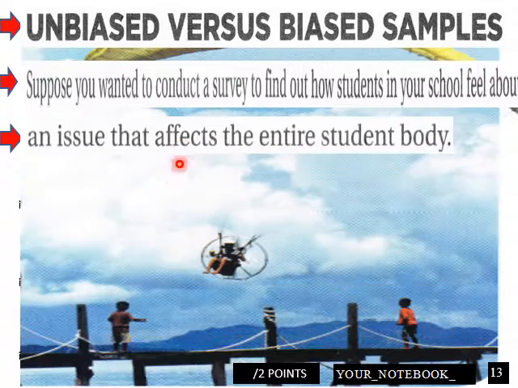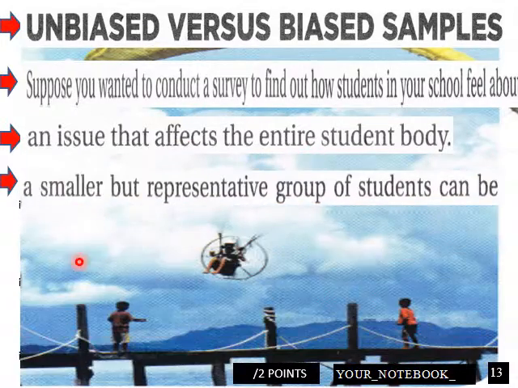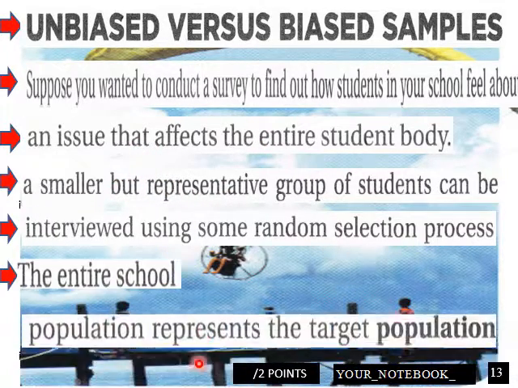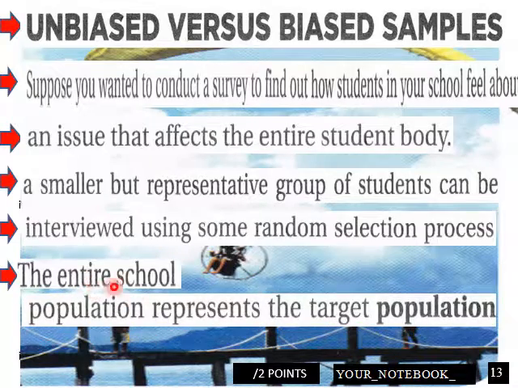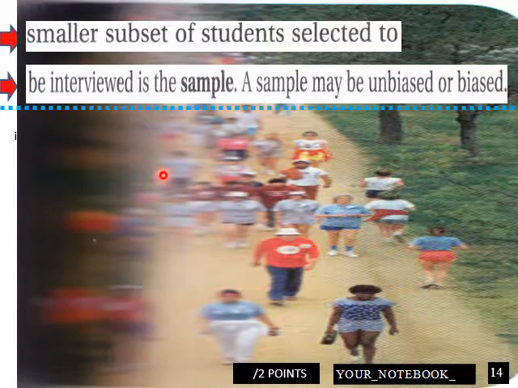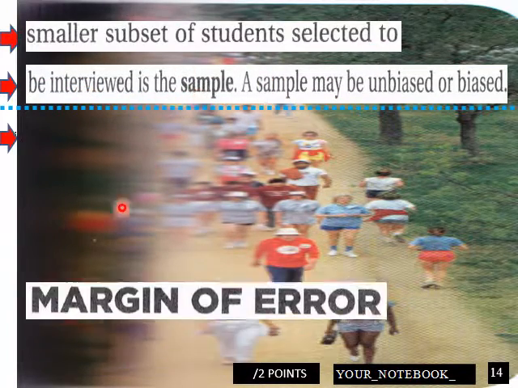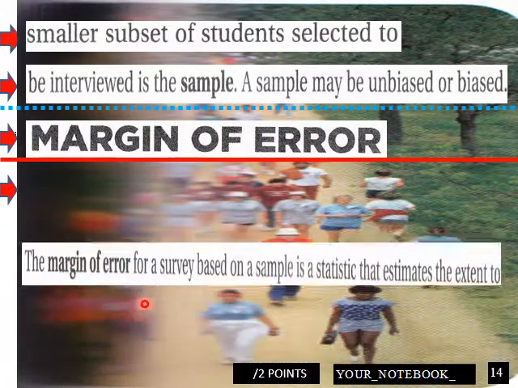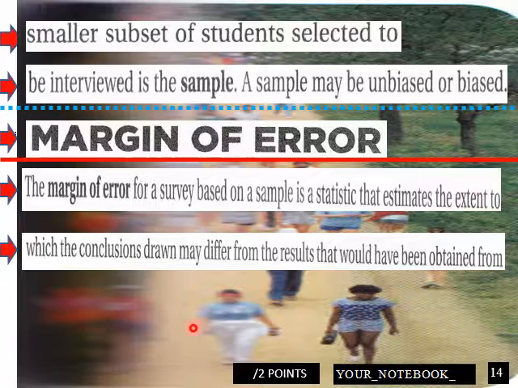Unbiased versus biased samples. Suppose you want to conduct a survey. You want to use a small but representative group of students who can be interviewed using some random selection process. So that would be the way to take a survey. The smaller subset of students selected to be interviewed is the sample. The sample may be unbiased or biased. And then we get into margins of error.